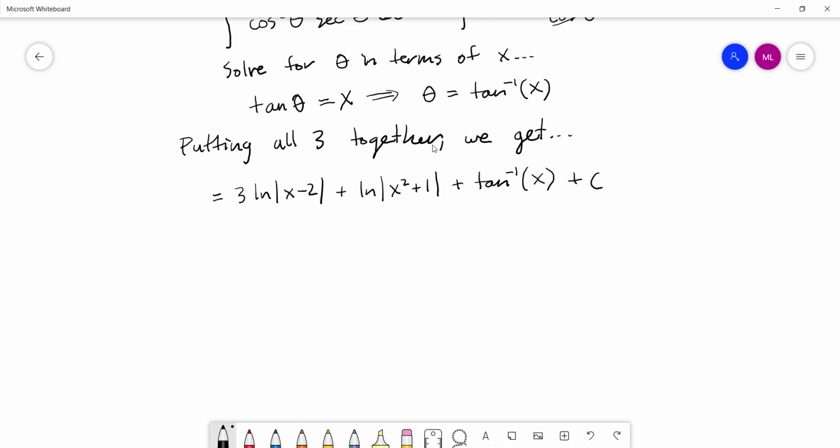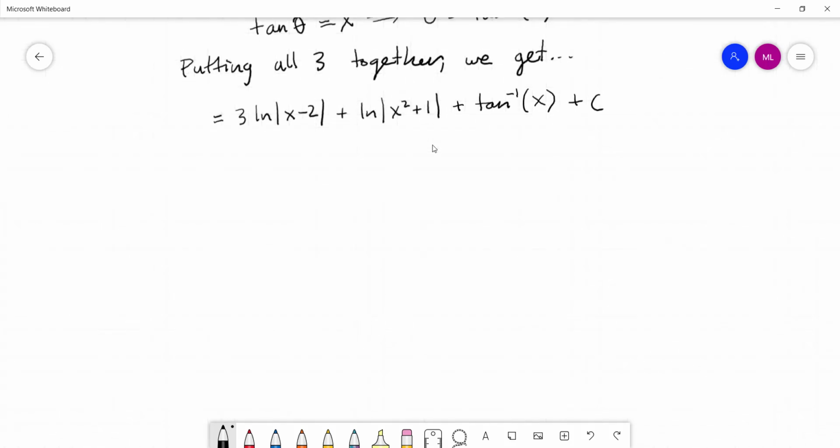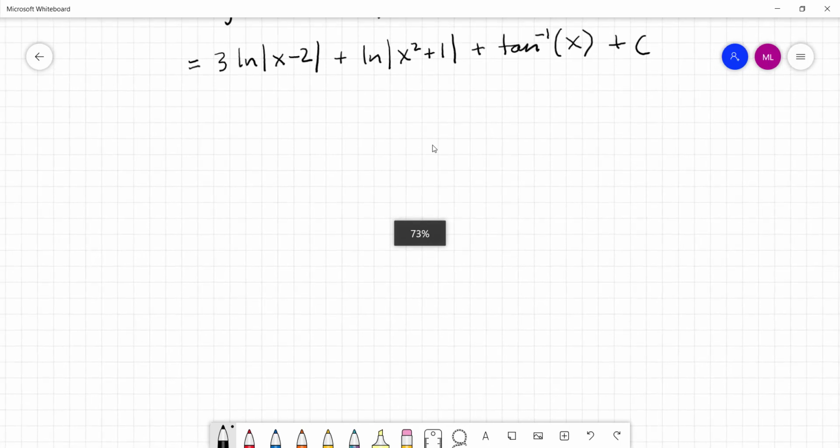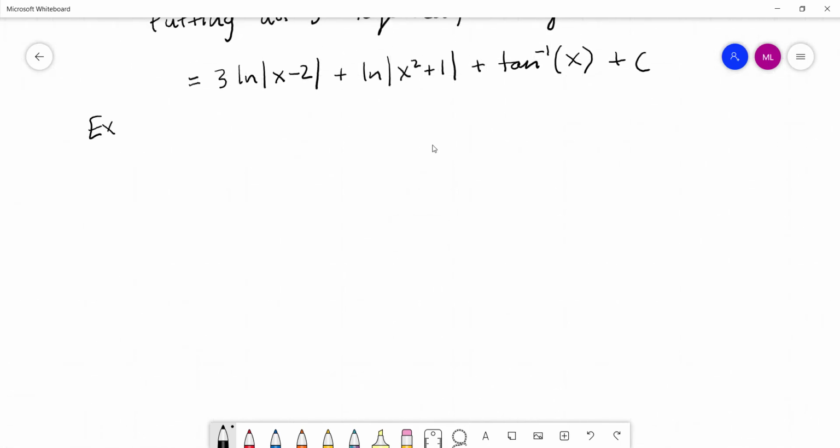Let's do one last example before I put you all to sleep. Let's try this one. I want to do the integral of x cubed plus 2x squared plus 2x over x squared plus 1 quantity squared dx.